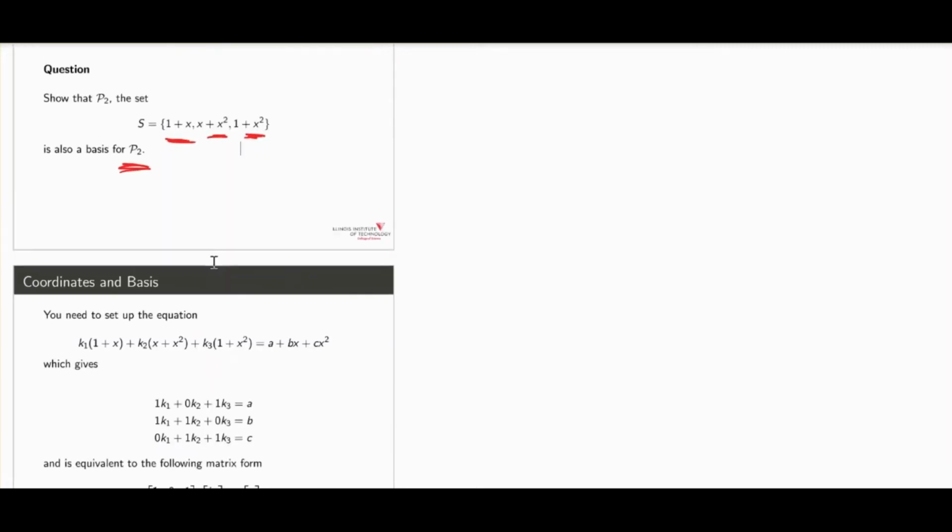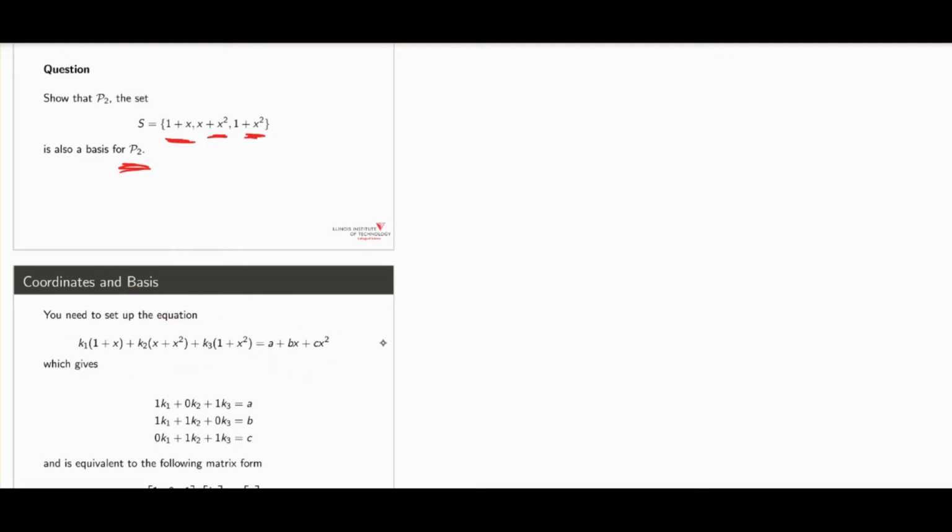So let's set up this equation for span. Take an arbitrary element that is in P2. Let's call it the arbitrary polynomial A plus BX plus CX squared. Let's see whether or not we can write this as a linear combination of those three vectors. That means that we have to identify K1, K2, and K3.